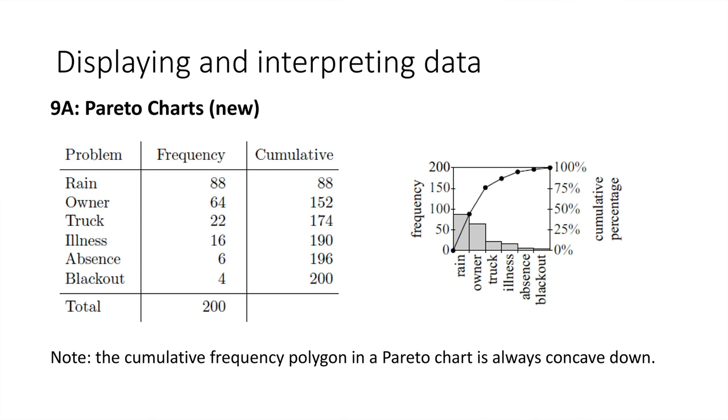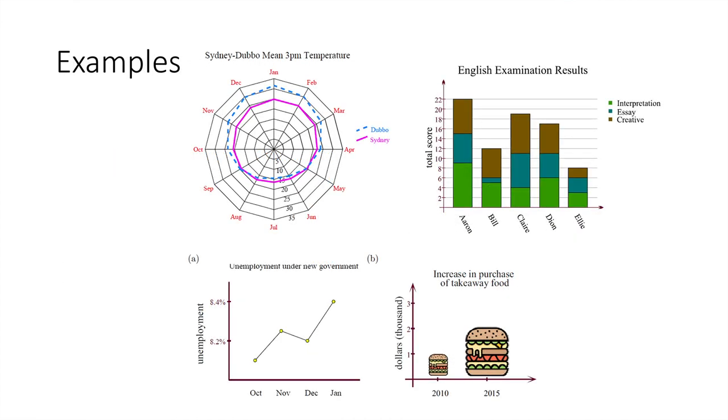One thing to note is we've always got concave down cumulative frequencies when we're dealing with that, just by the nature of how they're constructed. We've put into the book lots and lots of different types of charts for you to look at and consider, including your radial charts and so on, because I think it's important that they're just exposed to lots and lots of different types of ways of looking at statistics.